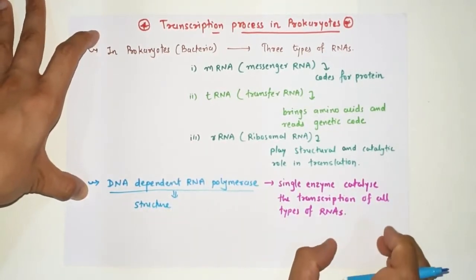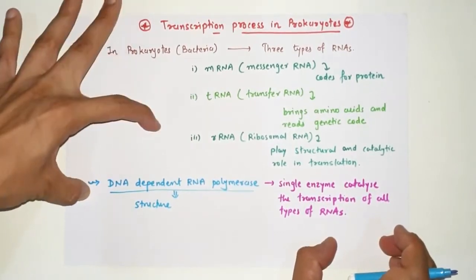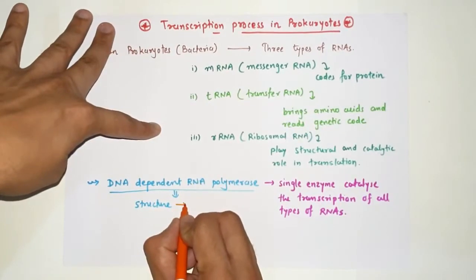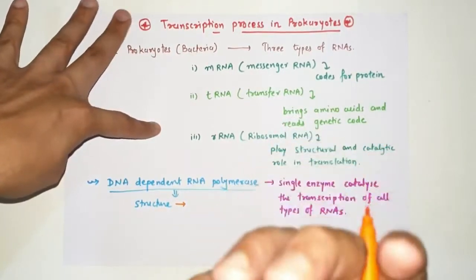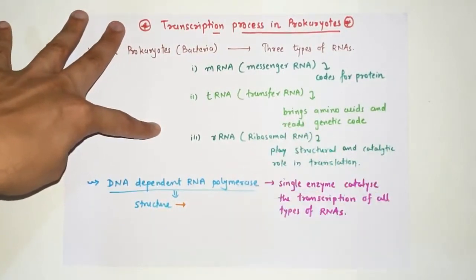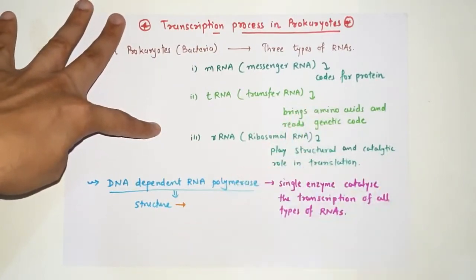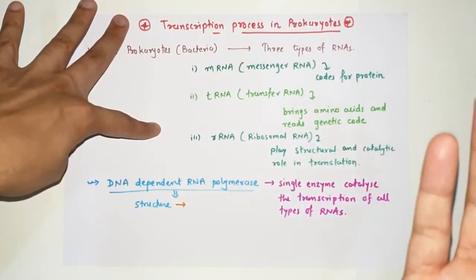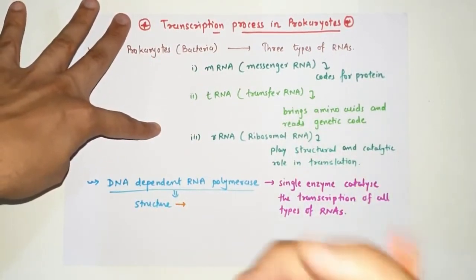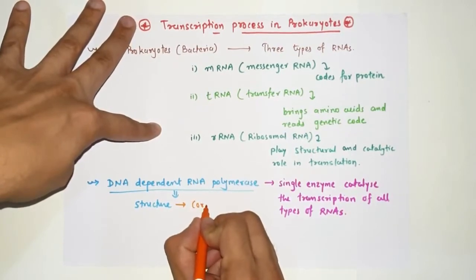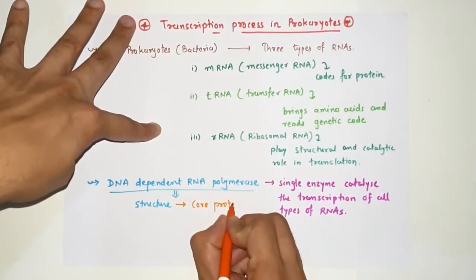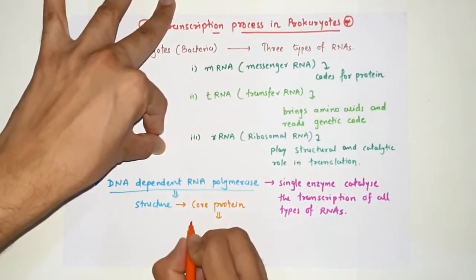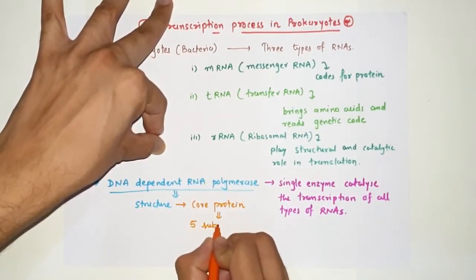So, when you consider the structure of RNA polymerase, it is mainly made up of 5 subunits, and these 5 subunits mainly form the core of RNA polymerase. Now, RNA polymerase is one type of enzyme, and the enzymes are proteins. The core protein, which is also known as holoenzyme, is made up of 5 subunits.